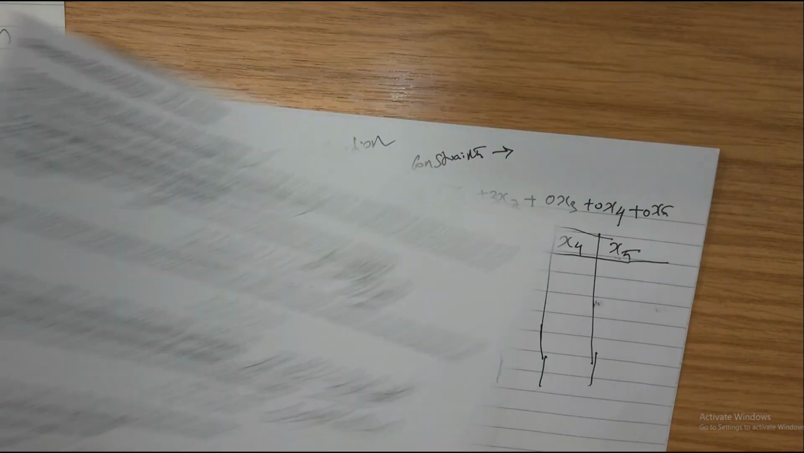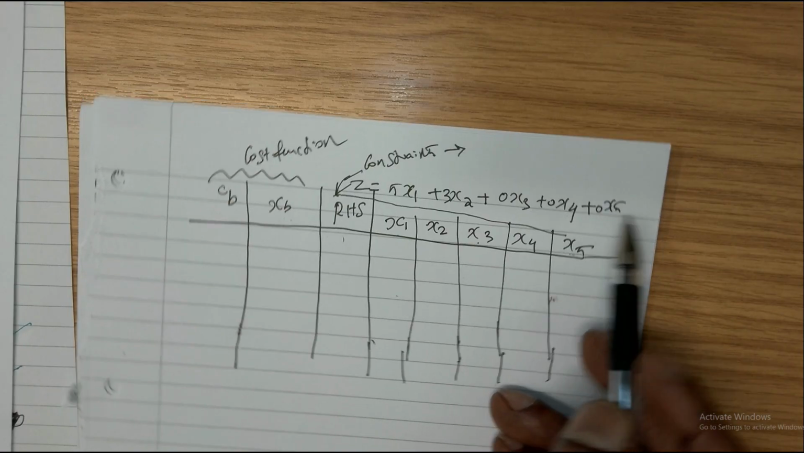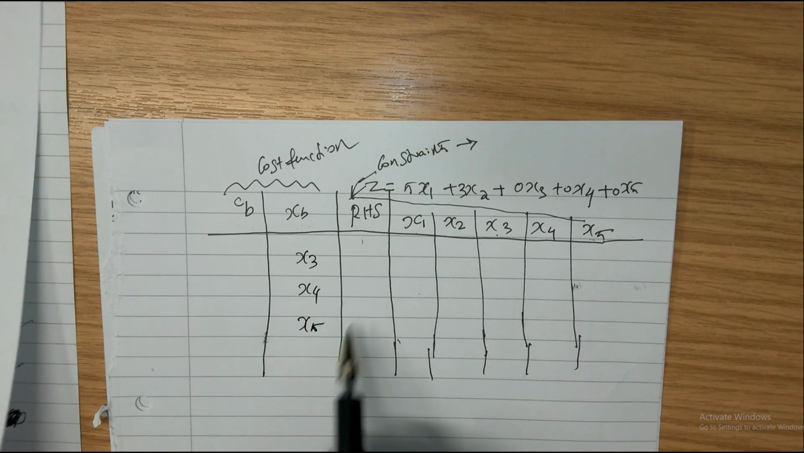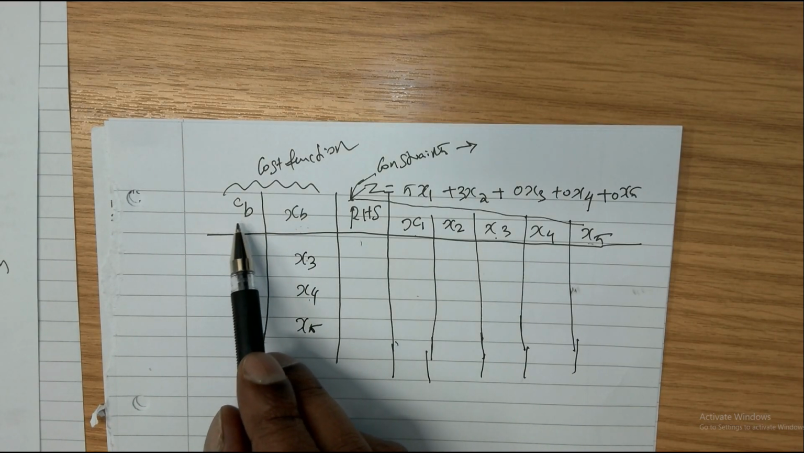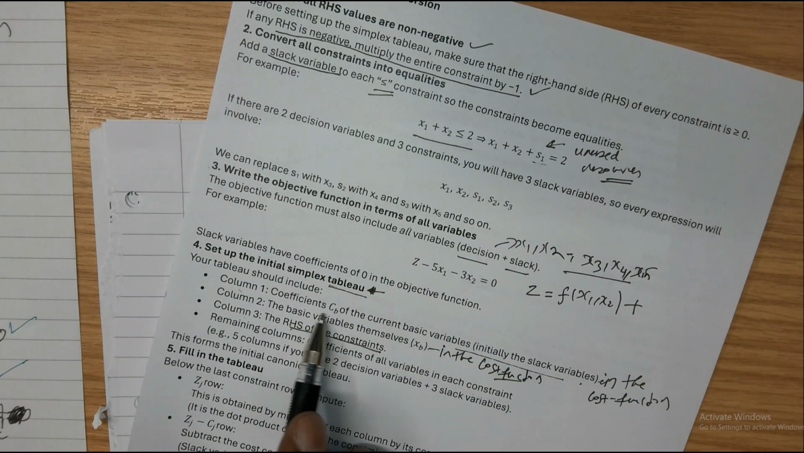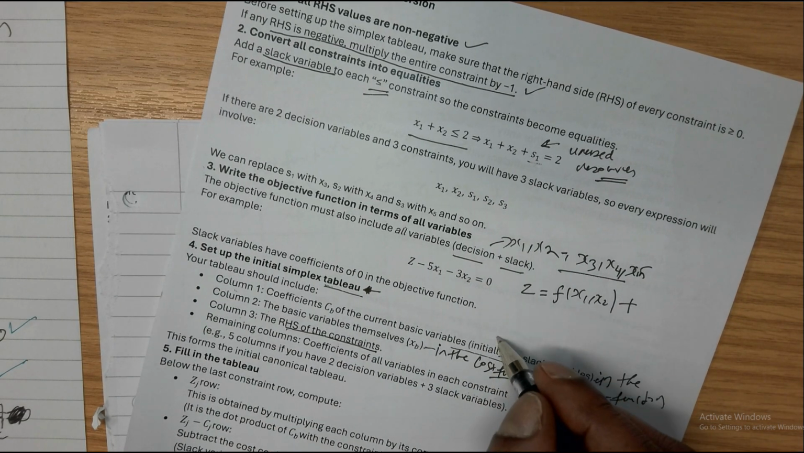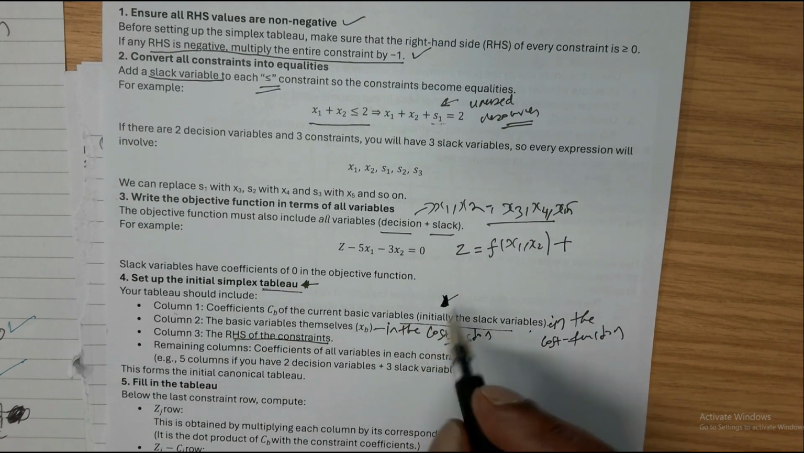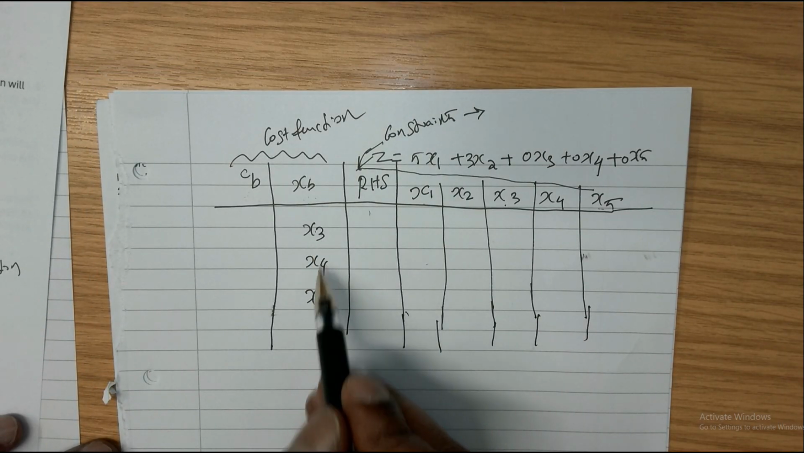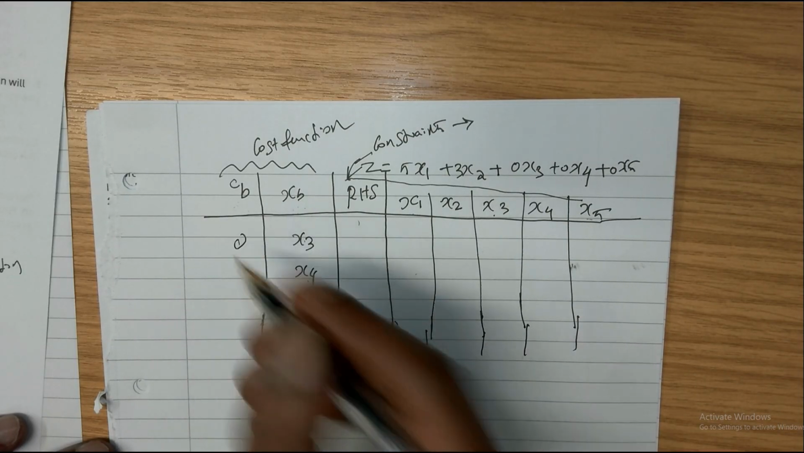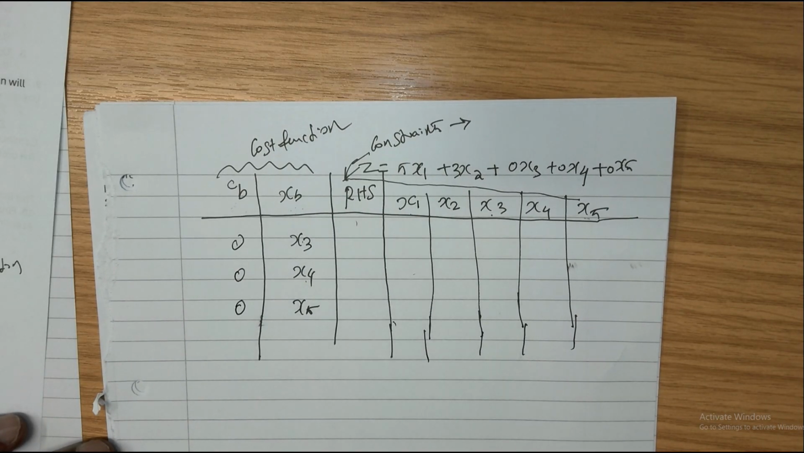So what are the basic variables in the cost function? x3, x4, and x5. So write that x3, x4, and x5, and the corresponding coefficients is nothing but your CB. So that's what is written here. Coefficients of the current basic variables, initially the slack variables. I put the word initially because this rule applies when we are going to build the very first simplex table. So the coefficients of x3, x4, x5 in the cost function are 0, 0, and 0.